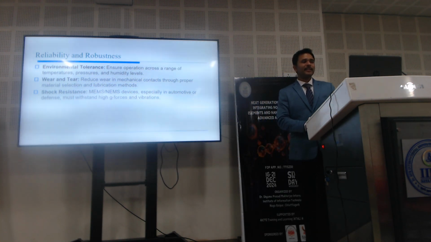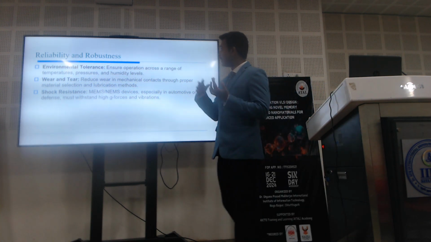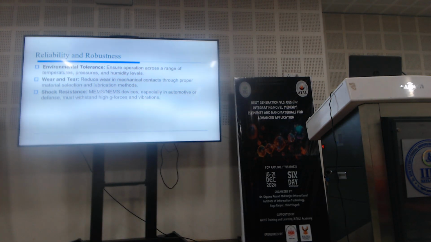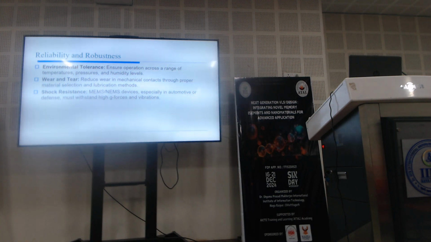And reliability and robustness, this comes under environmental tolerance. If I use one sensor in North India, it will work one way. If I use the same sensor in South India, it will work another way, maybe because of change of temperature, yes or no? Change of environmental things, we should consider while designing any kind of MEMS or NEMS sensor.